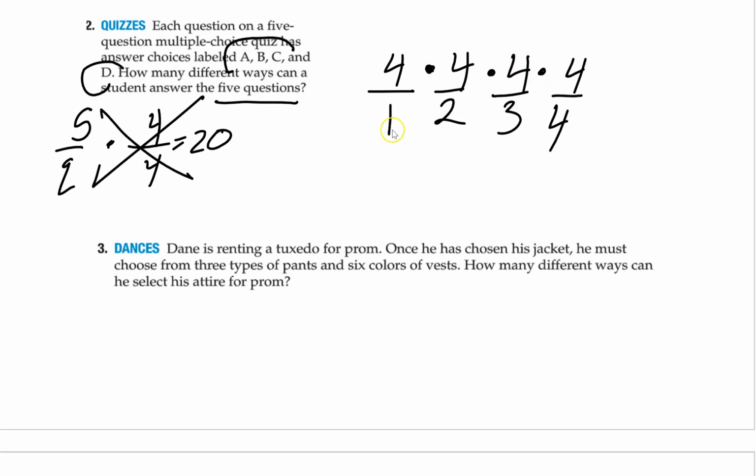Right? Your questions are the different things you're choosing from. So in question 1 have 4 options, question 2 have 4 options, and you get 4 to the 5th or 1024. That's how many ways you can answer this. Right? And that makes sense. You could go A, B, B, B, A, B, A, B, like you could do so many different ways, way more than 20. So that's where it gets a little tricky. You gotta think, okay, I'm choosing between the different questions and how many options do I have for each question.